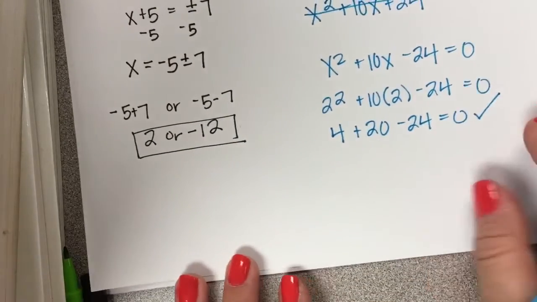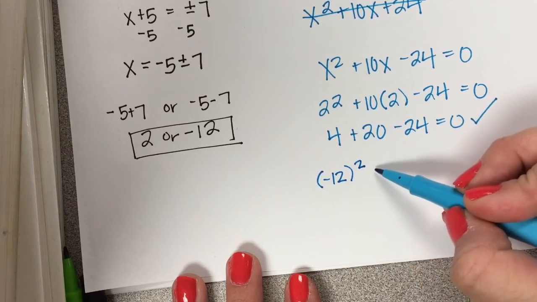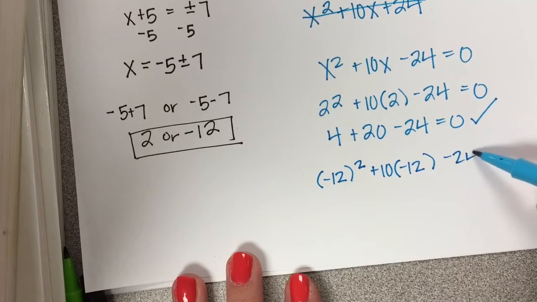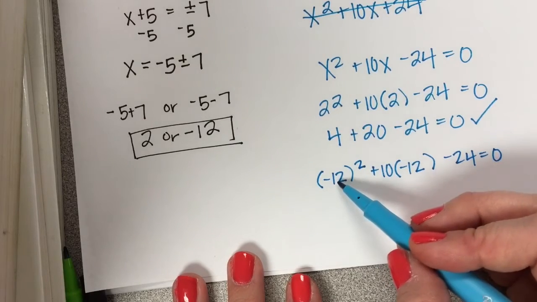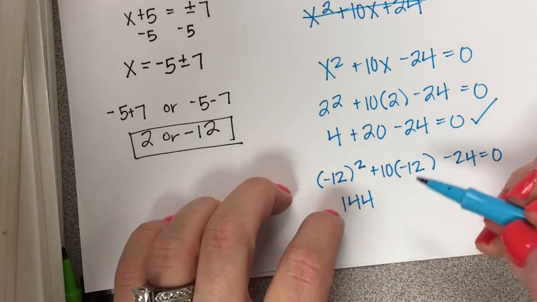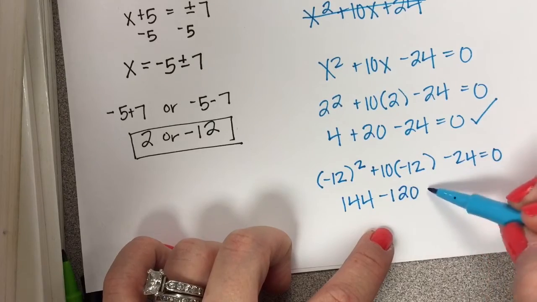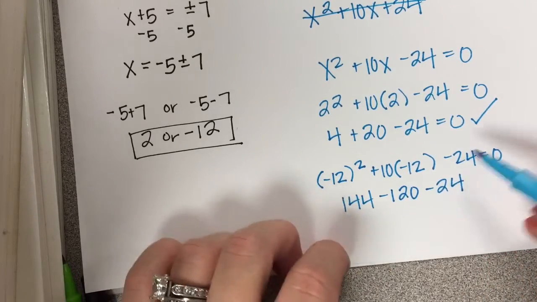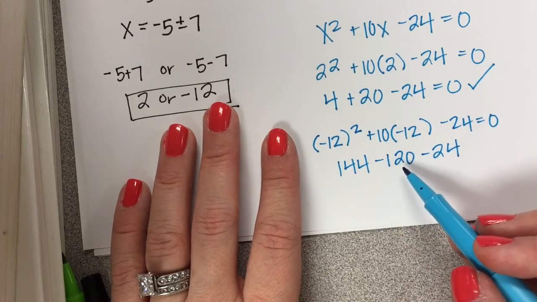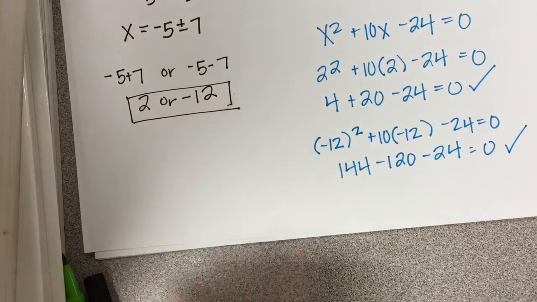And I can check it if I wanted to. With negative 12, that would be negative 12 squared plus 10 times negative 12 minus 24 should equal 0. So negative 12 times negative 12 is 144. And then I do 144 minus 120 minus 24. Okay, so let me put up a little bit more. So 144 minus 120 is 24. 24 minus 24 is 0. So that one checks out.